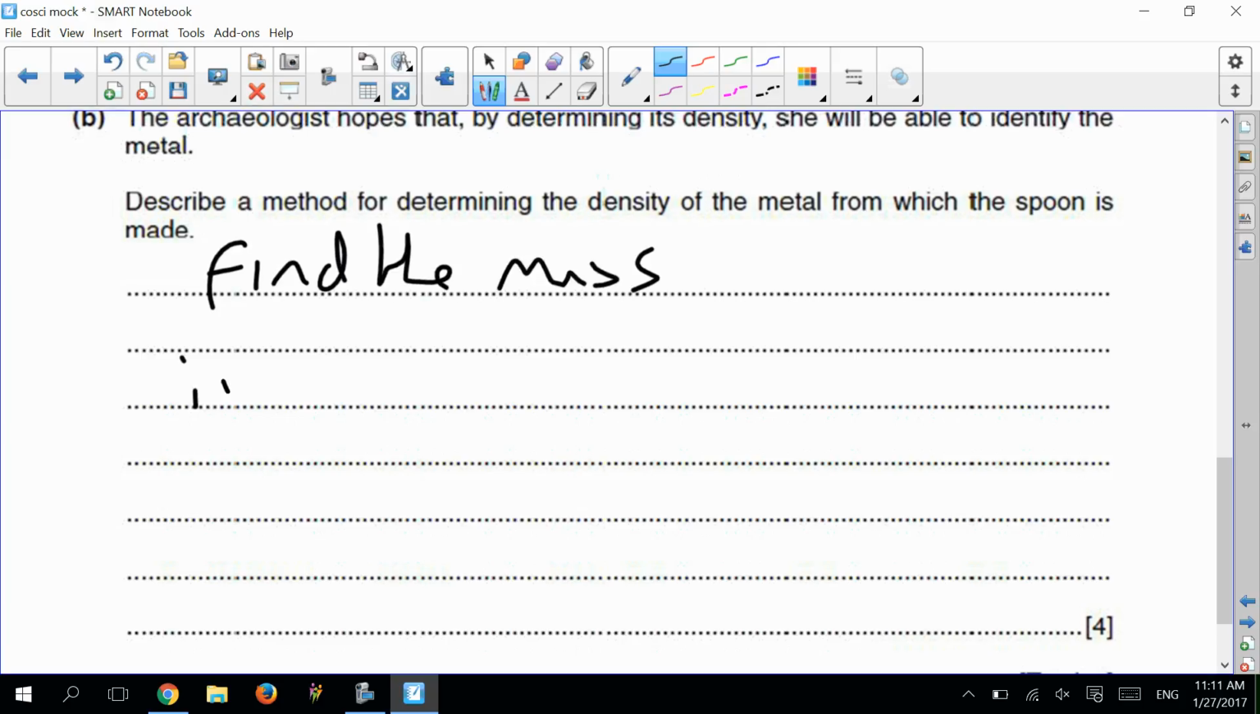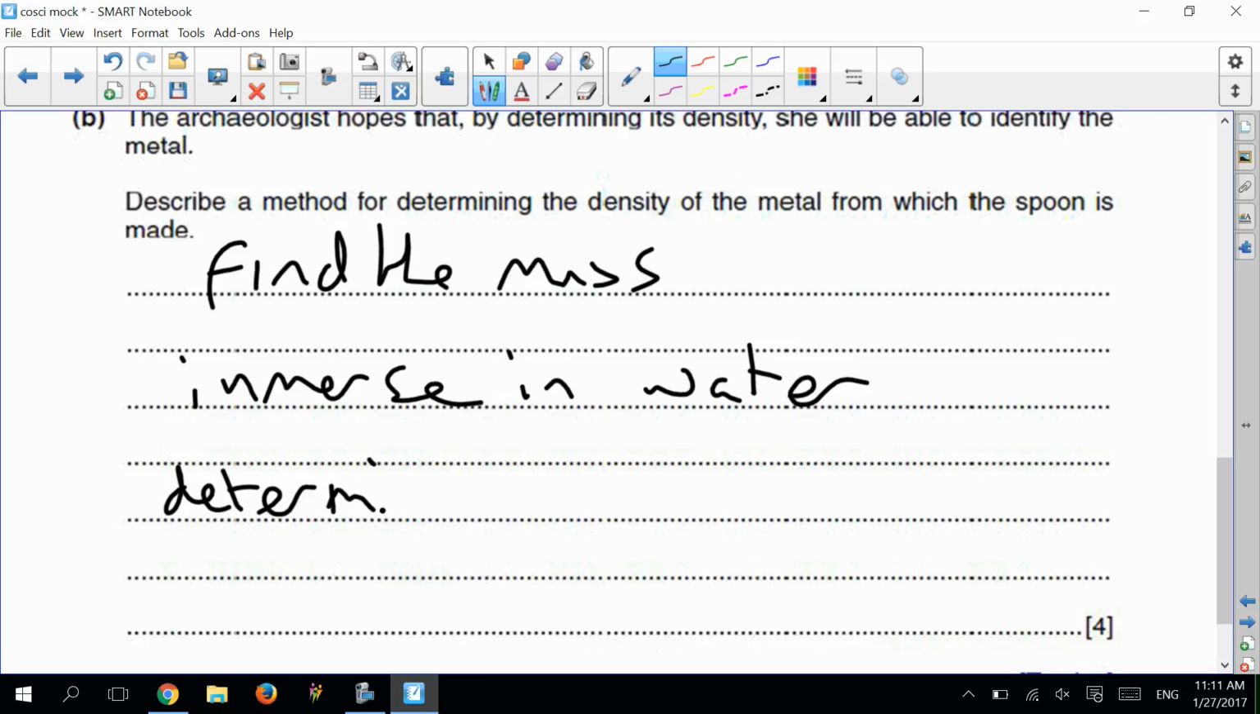We then immerse the spoon in water. Okay, and we determine the volume by looking at the increase in the volume of the water. Okay, or we might have it overflowing. Okay, so something to do with determine the increase in the volume of the water that it's in, or look at how much is overflowed, and then we apply the equation. Density is mass over volume.